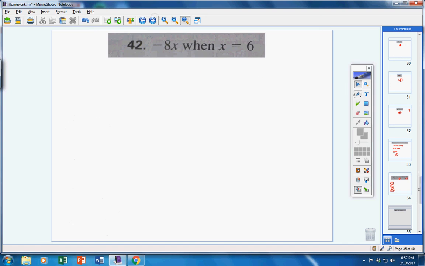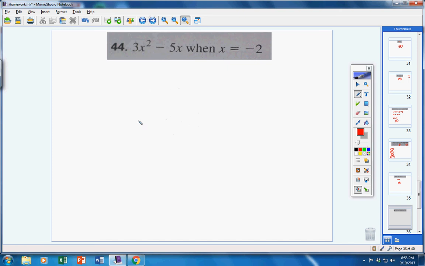Here we go, 42, negative 8. And then remember, students, when you substitute a number in, always put parentheses. So here's the x, put in parentheses, and then put 6. So we have a negative times a positive is negative. 8 times 6 is 48. Alright? Okay. Number 44, we have 3, then parentheses for x.